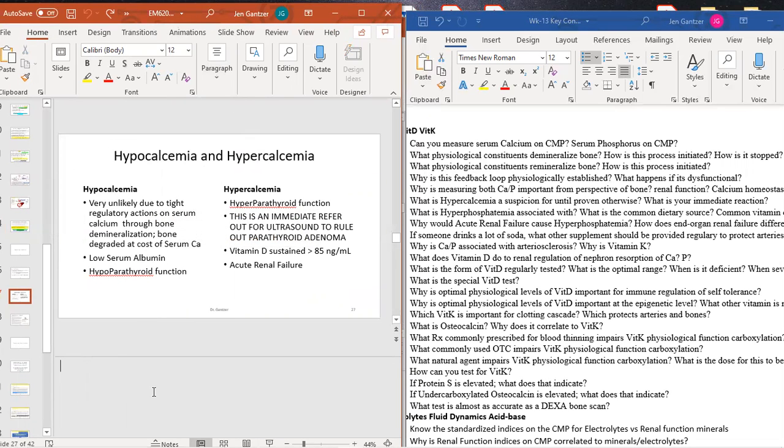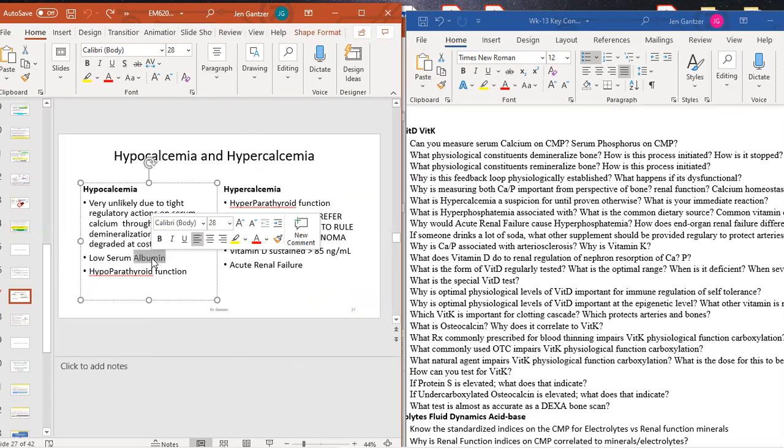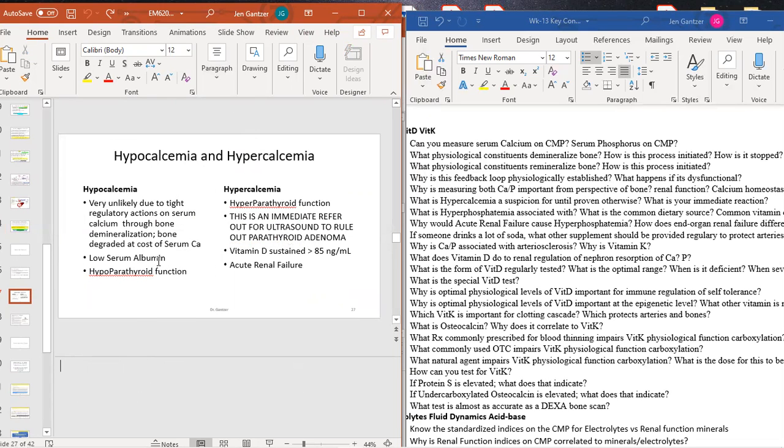Albumin is one of the primary transport proteins of the calcium. So if you have low albumin, which could potentially be from liver failure in someone who has cirrhosis or fibrosis, because the liver has to synthesize the albumin, then of course you won't have enough of a carrier. But almost always hypocalcemia is very rare.